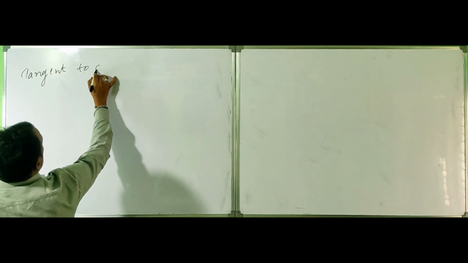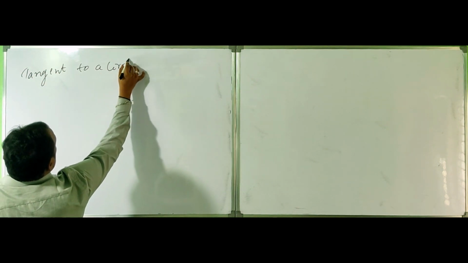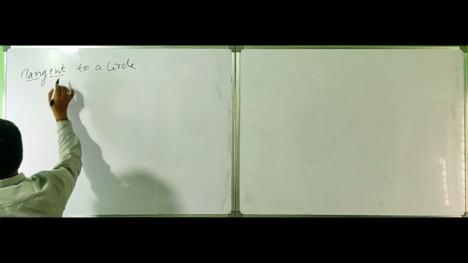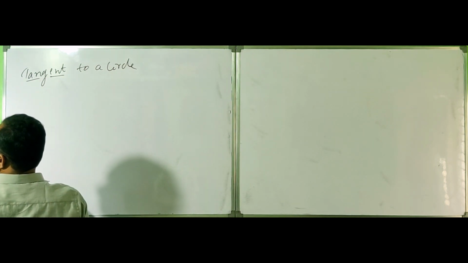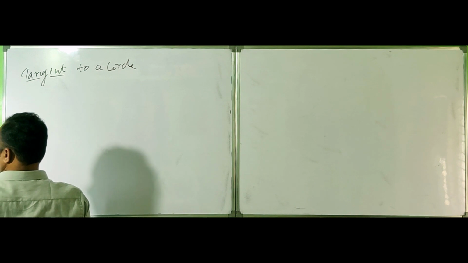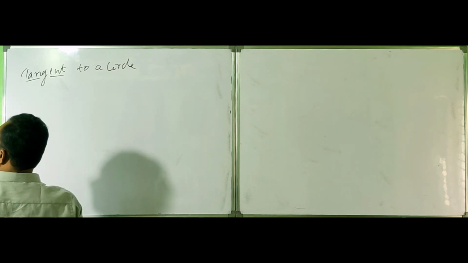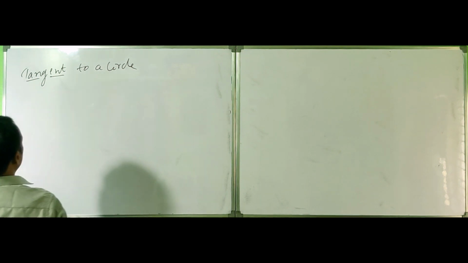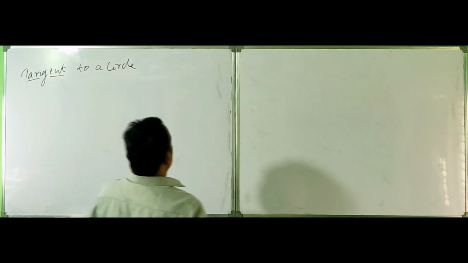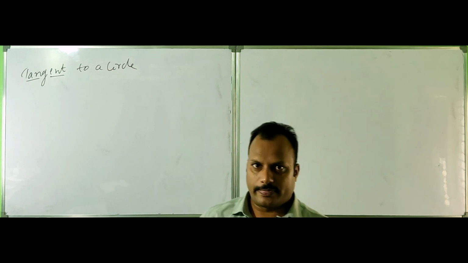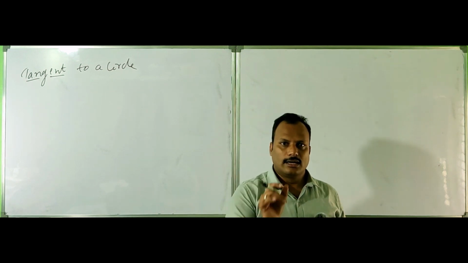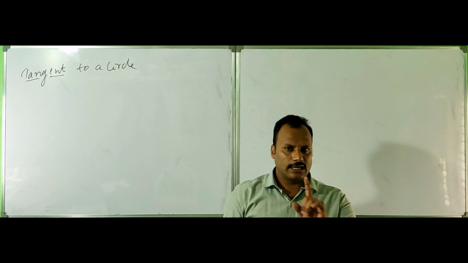Tangent to a circle. Okay. Tangent is a touching point. In simple terms, it is where the line touches the circle at exactly one point.